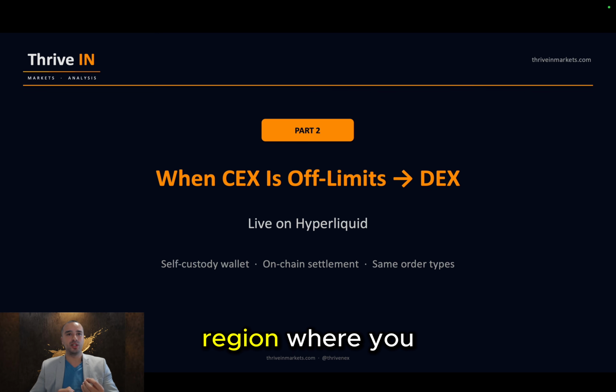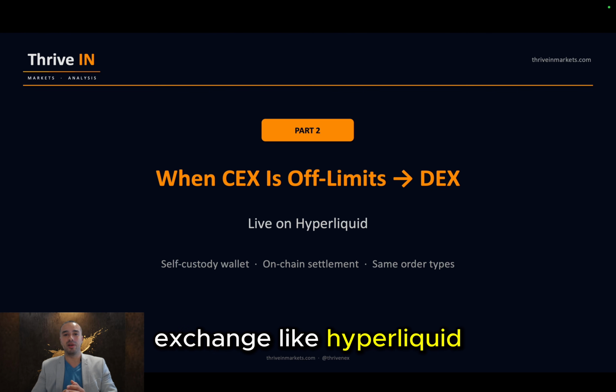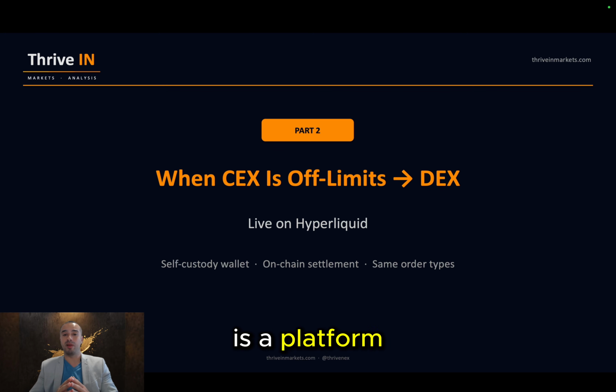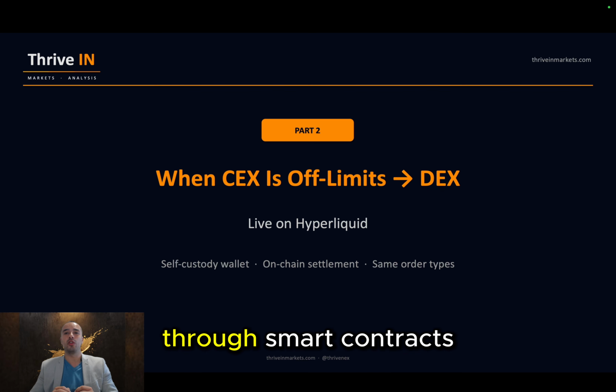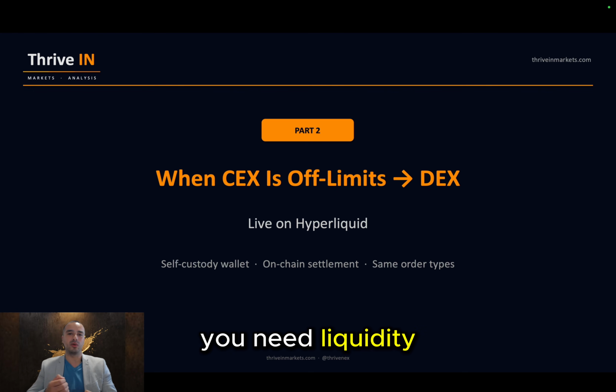Now, if you are in a region where you cannot leverage trade on a centralized exchange, then you can use a decentralized exchange like Hyperliquid. A decentralized exchange is a platform that runs on chain. You connect your own wallet and the exchange never holds your funds, and trades execute through smart contracts. The current market leader with the highest liquidity is Hyperliquid. That's why most people use that. You need liquidity to open orders and get the best price.